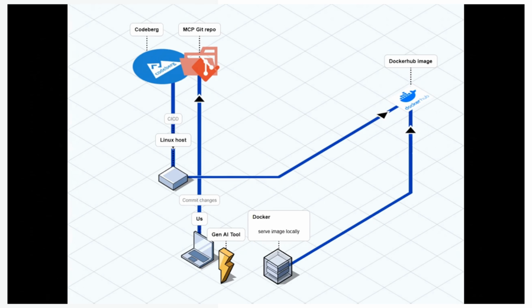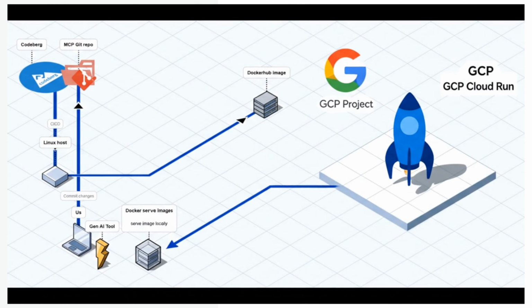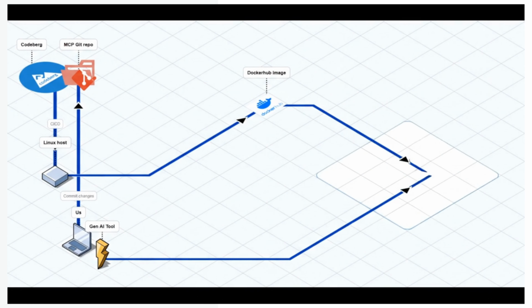So where are we at? At this point, we have moved from having something that's going to Docker Hub and serving locally to creating a GCP Cloud Run and hosting it there.